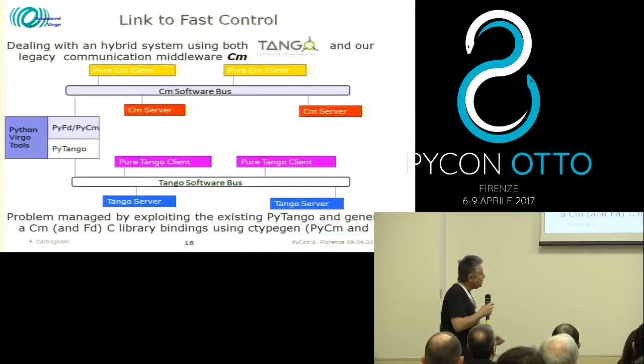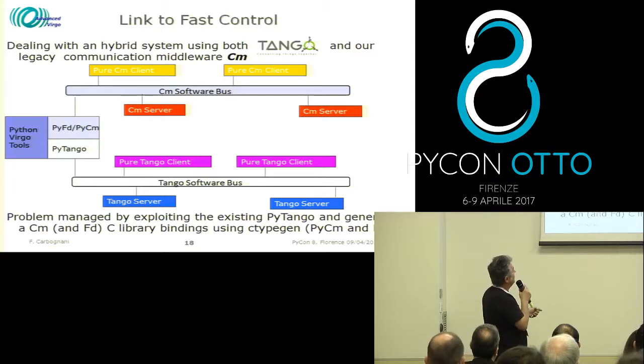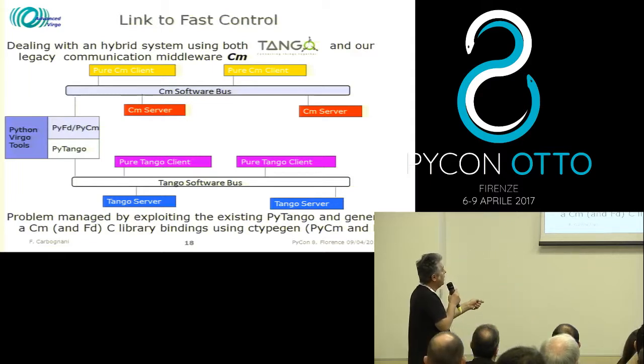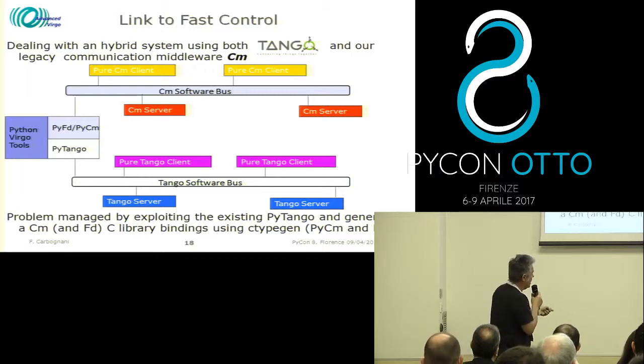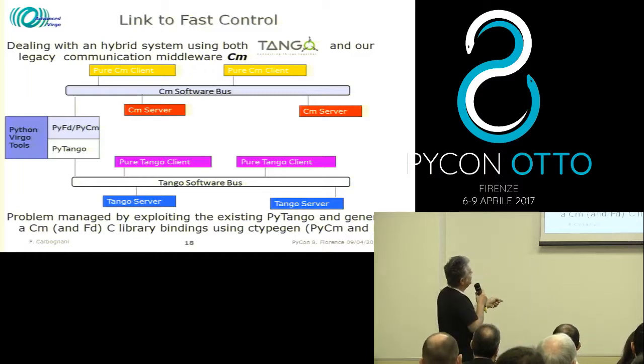So we had to spend a little time to understand how to link this supervisory control level made in Python with our fast control system. The problem was a bit complicated by the fact that we are still using, let's say, a legacy inter-process communication system called CM. And at the same time, we are trying to bring in a new control software framework called Tango. So we have to deal with two different systems.